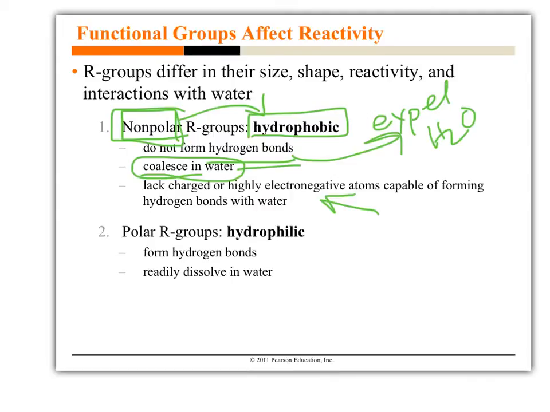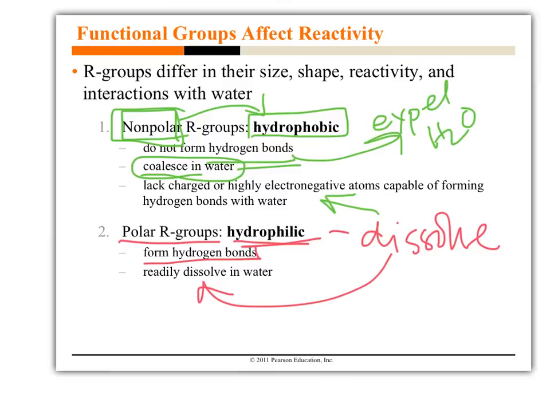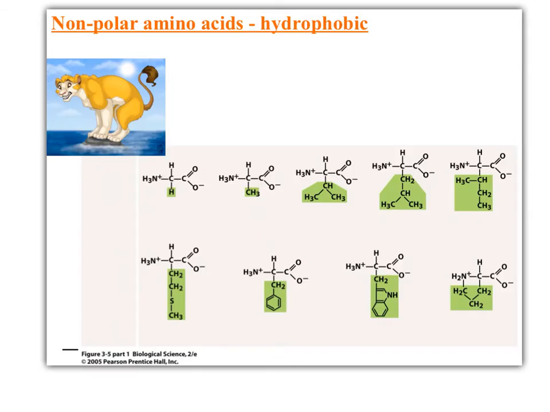The opposite would be the polar R groups. They're hydrophilic. They love water. They dissolve in water, right? Readily dissolve. They form hydrogen bonds. That's why they dissolve in water. How do we recognize them? Well, they're not charged. There's no way they could interact with water. There's no charge on any of these.